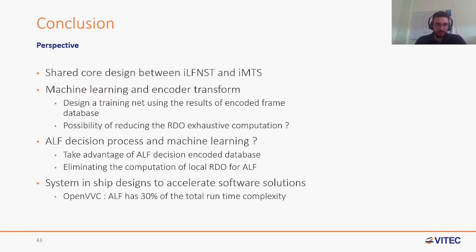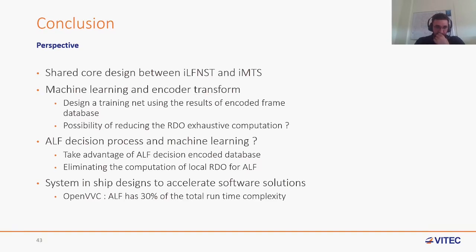As a conclusion, as part of the perspectives, a shared design between the inverse LFNST and the inverse MTS could be studied and compared to our proposed design for the VVC transform when separating the inverse MTS and the inverse LFNST. Also, machine learning could be used for the encoder transform by designing a training net using the results of an encoded frame database. This will possibly reduce the exhaustive rate distortion computation. The ALF decision also could make use of machine learning algorithms by taking advantage of an ALF decision encoded database. This will eliminate the computation of local RDOs for ALF.